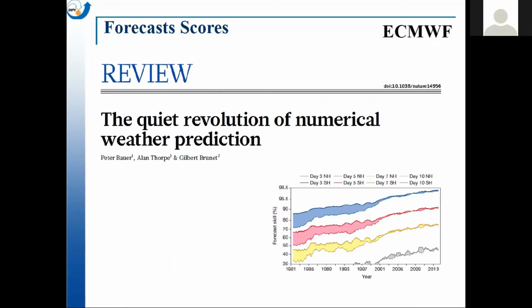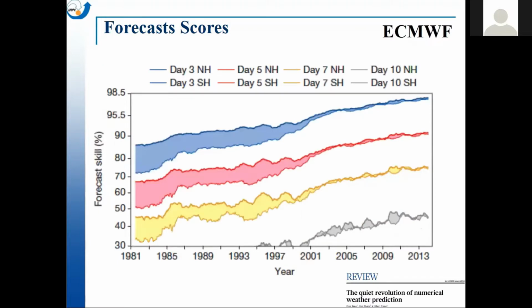That's it. And so the people from ECMWF, Peter Bauer, Alan Thorpe, and Gilbert Brunet, wrote this paper in the journal Nature, a review, The quiet revolution of numerical weather prediction. You can see here that nowadays you are trying to use not only 3, 5, and 7 days ahead for prediction, but you also start to predict 15 days ahead. This is the gray color in these two curves for the North Hemisphere and the South Hemisphere. For the 15 days prediction, at this time scale, there is not much difference between the North Hemisphere and the South Hemisphere.